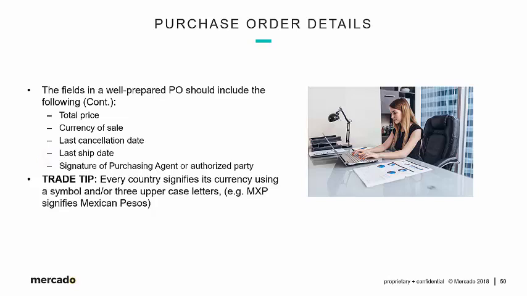Trade tip, we talked about this a bit in section 7. Every country signifies its currency using a symbol and or 3 uppercase letters. USD in the case of US dollars, MXP in the case of Mexican pesos, RMB in the case of the Chinese currency, the renminbi. We might want to use that uppercase 3 letters when we place a purchase order.